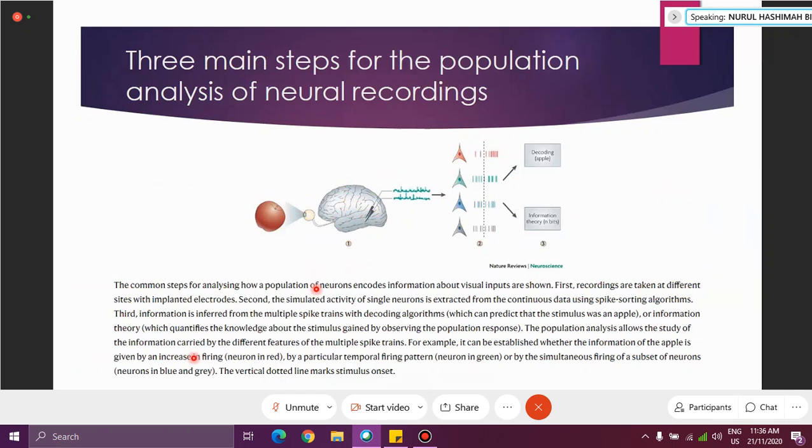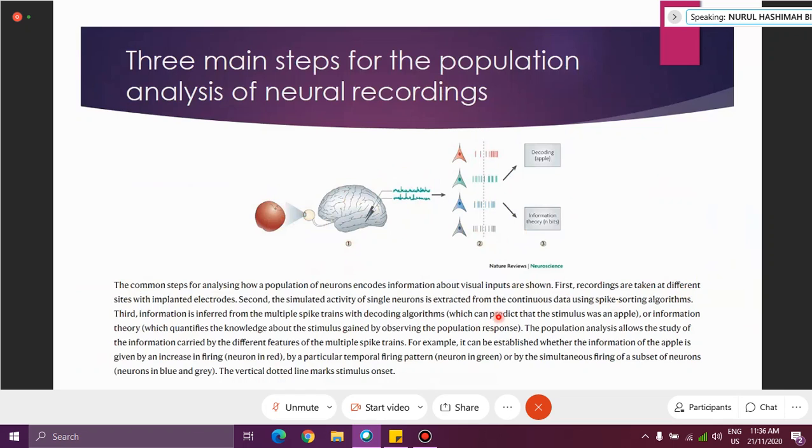Okay, and then the stimulated activity of a single neuron is extracted from the continuous data using a spike sorting algorithm. They extract the information using the spike sorting algorithm, and we produce all these spikes. Then information is inferred from the multiple spike trains with decoding algorithms. So these are the multiple spike trains produced, decoded with a decoding algorithm or with information theory.